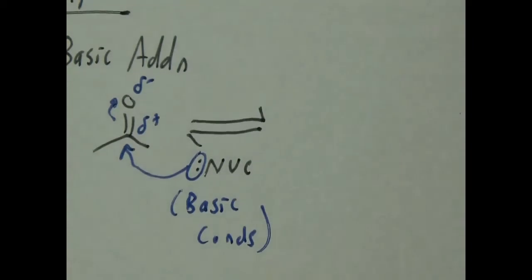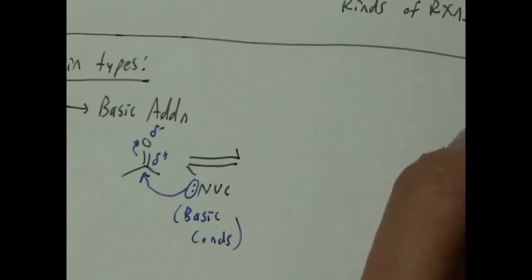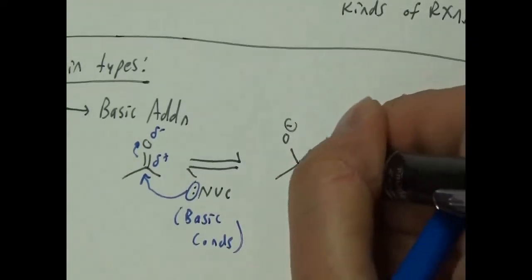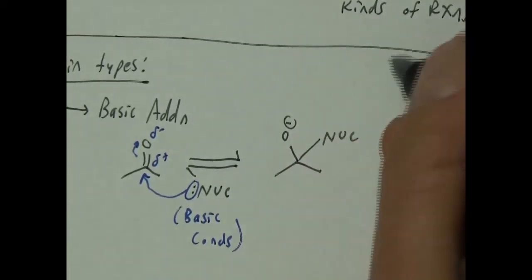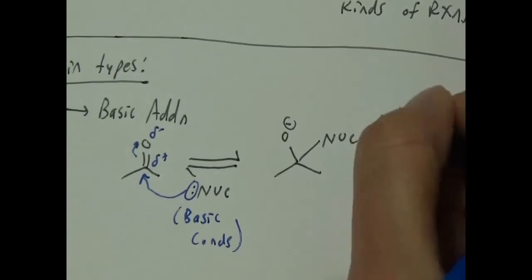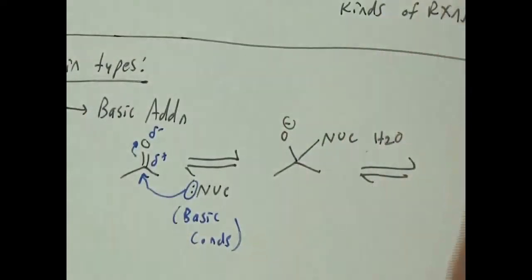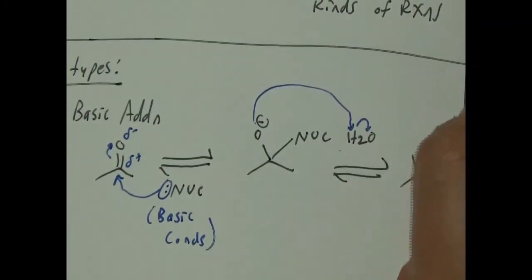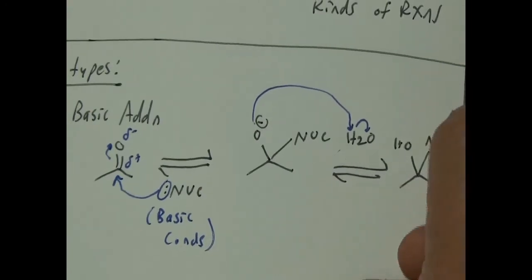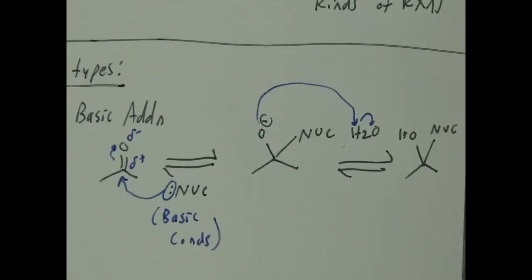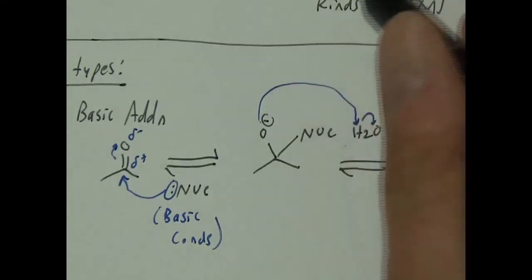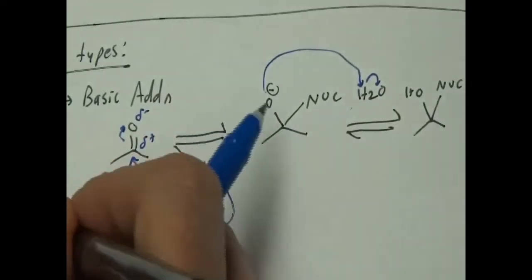That's kind of what a Grignard does, for example, irreversibly. Then you've got O minus and the nucleophile, and then maybe water or some proton source will donate a proton. And what do you get? Alcohol. Okay, this is roughly what a Grignard does, right? Grignard attacks, and then you get a proton. But now we're also going to do acidic addition.